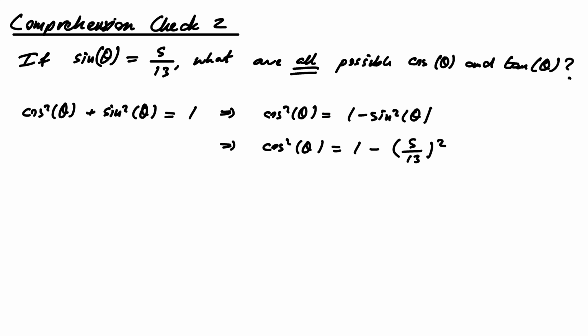So let's work this out. This is equal to, okay, so it would be 1 minus 25 divided by 13 squared, so that's 169, I think. So this would be equal to 169 minus 25, which actually turns out to be 144, divided by 169.